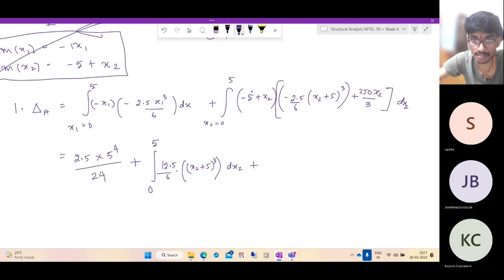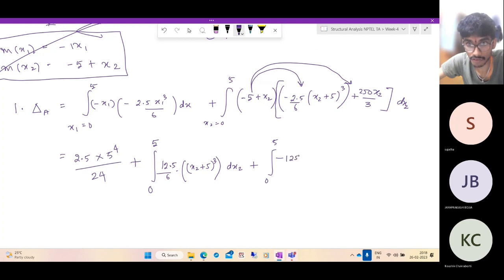The first term is this multiplying by this. Second term is this. So plus we get 0 to 5, 250 into 5. So it is minus 1250. So 25 fives are 125. Minus 1250 x2 by 3. And there's an EI everywhere. Okay, I have missed it, but mind it.